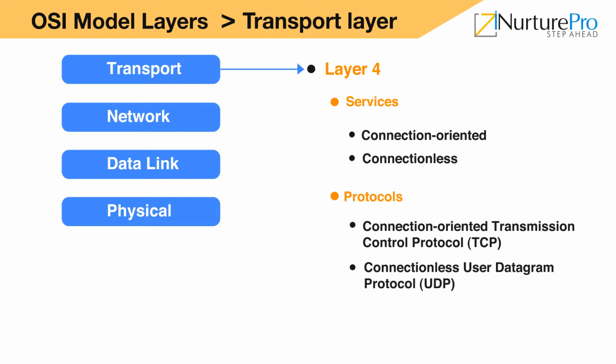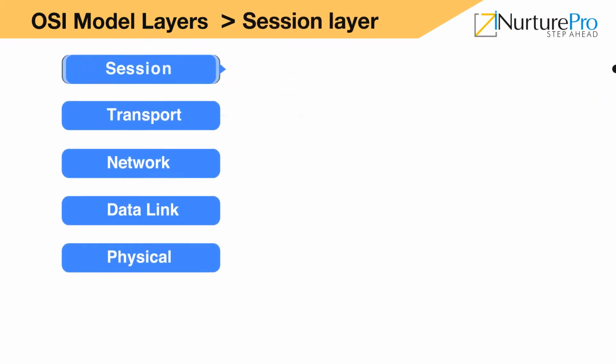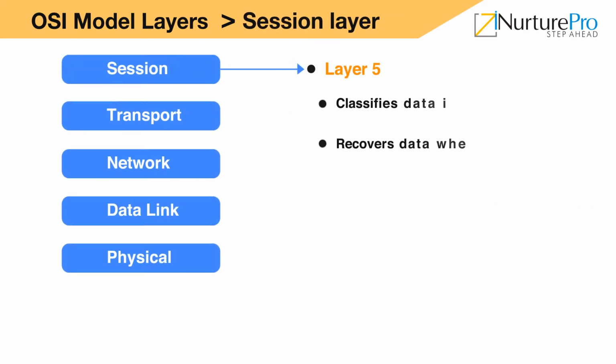TCP is a standard that involves establishing and maintaining a network conversation so that the application programs can exchange data. And Connectionless User Datagram Protocol (UDP). UDP sends short messages called datagrams over an Internet Protocol (IP) network. Session layer is the fifth layer of the OSI reference model.